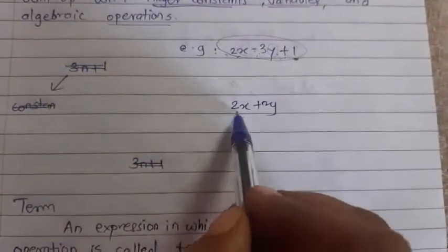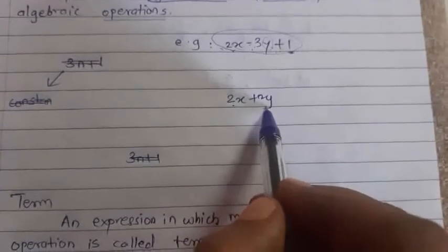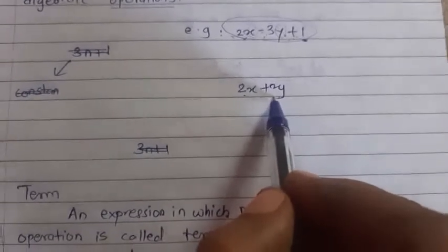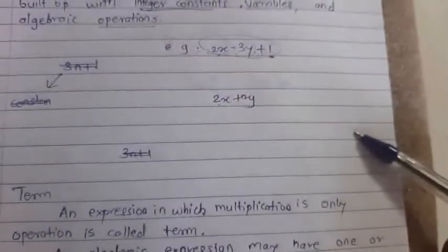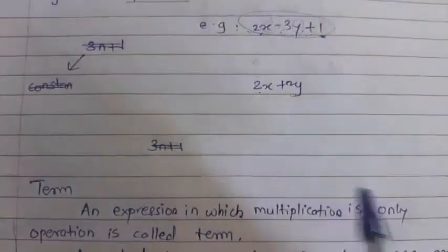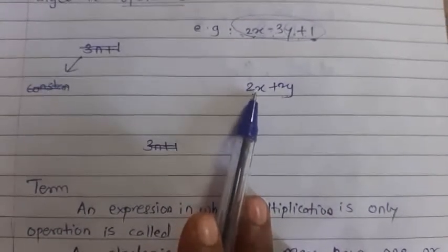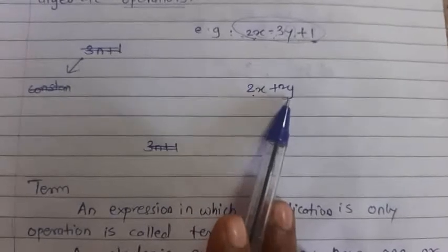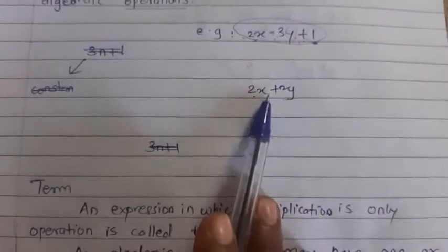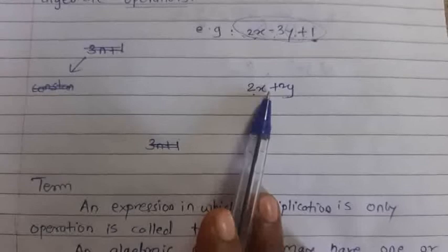Consider a second example, 2x plus 2y. This is also called an algebraic expression as it contains a constant with a variable, also here constant with a variable and an addition operation between them.